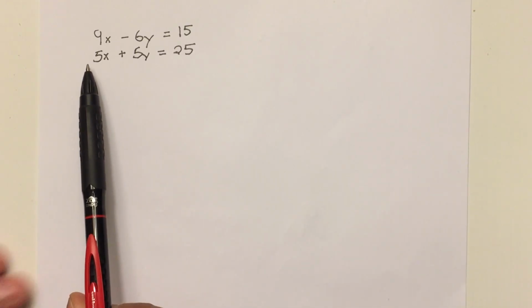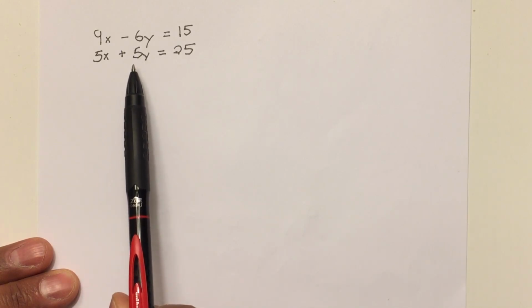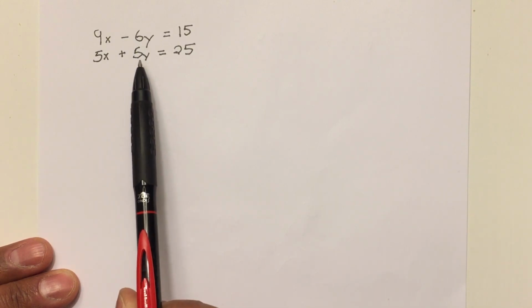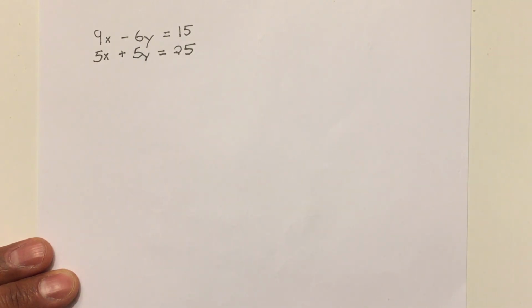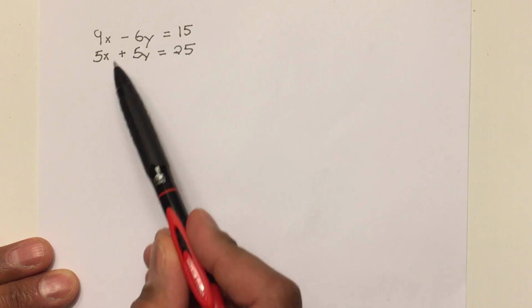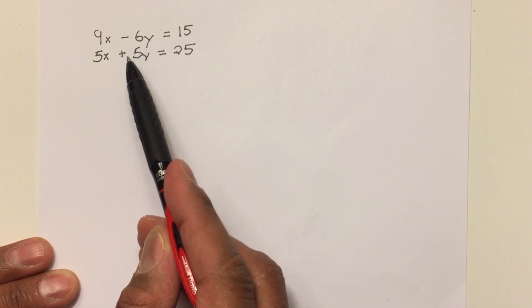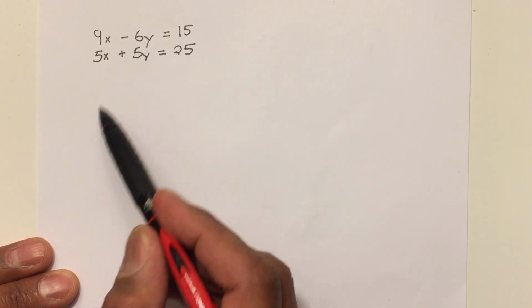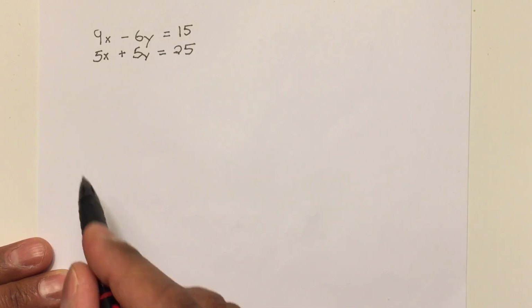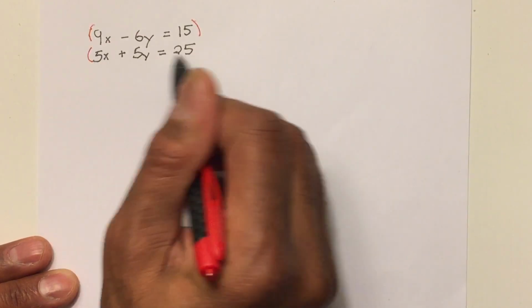Coefficients for x in this problem are 9 and 5, and the coefficients for y are -6 and +5. I'm going to use these two coefficients. What we're going to want to do is to get both of these coefficients to have the same absolute value, but opposite signs. And we're going to want that absolute value to be the lowest common multiple of these two coefficients. So we have to think about that for a second. The lowest common multiple of 6 and 5 is 30. We'll want both of these coefficients to be 30, and we'll want one to be +30 and the other to be -30.